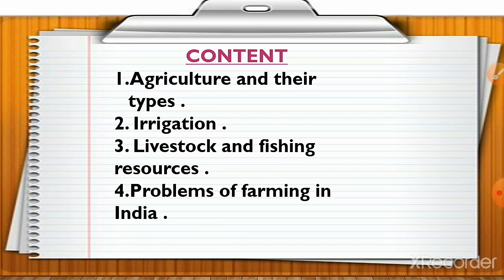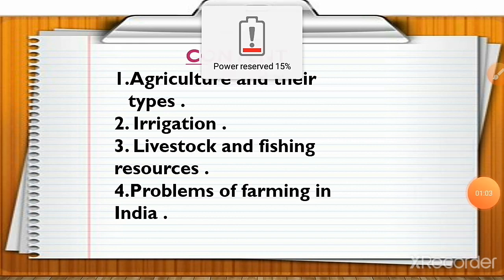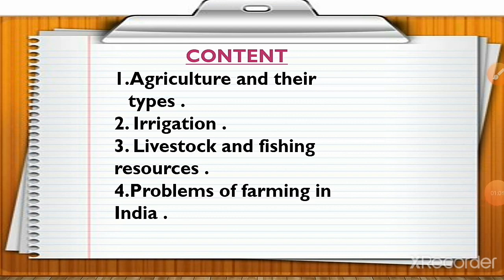In last class, we saw about agriculture and its types. Under this topic, we learned the nature of India's soil types and their distribution, and different types of farming evolved in different parts of India. Then we saw about irrigation. In that topic, we learned the sources of irrigation and multi-purpose river valley projects.